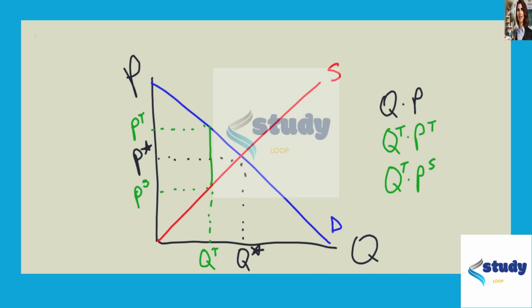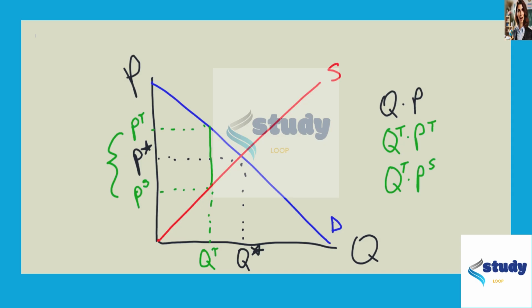What about government tax revenue? Well, government tax revenue is going to be the amount of the tax, this vertical distance here, basically the distance between what a consumer pays and what a producer receives, and the quantity exchanged, so QT. So it will be the amount of the tax times the quantity exchanged at that tax.